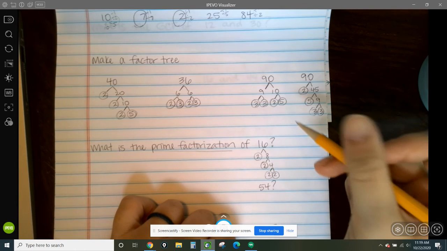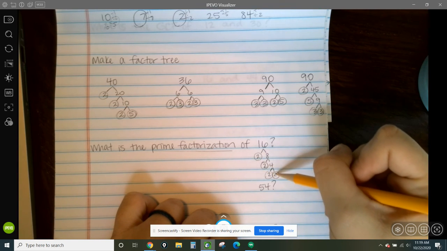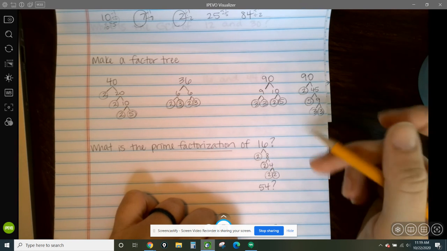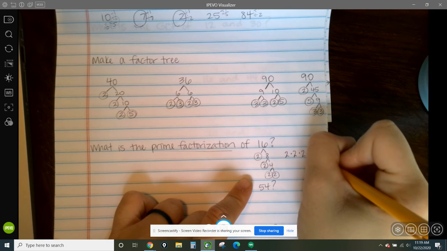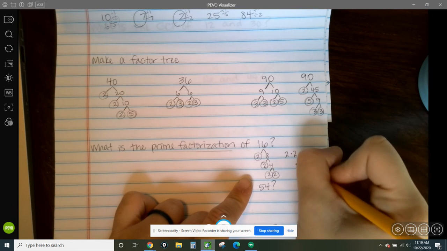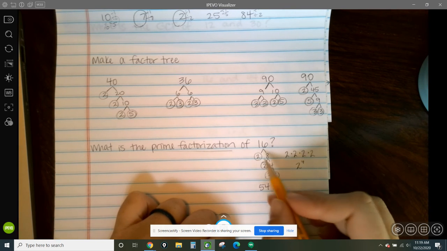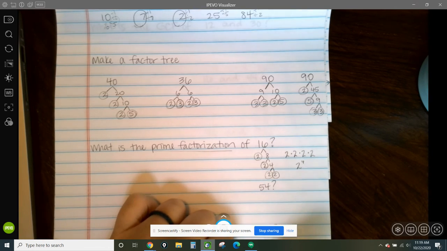So the prime factorization of 16, by the way, I love circling these because then it's really easy to find the prime factors and they don't get confused with these other numbers we were using along the way. So the prime factorization of 16 is 2 times 2 times 2 times 2. You could also write that as 2 to the 4th power if you wanted to. That's what the prime factorization is. You make the tree so that you can write out the prime factorization.